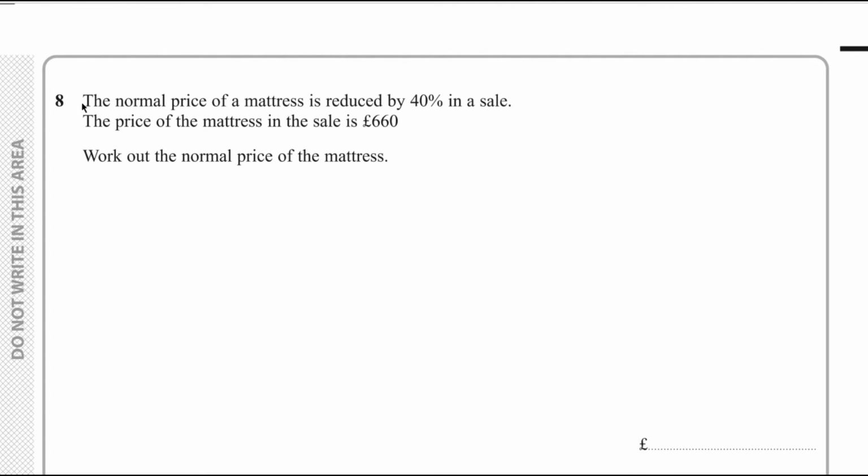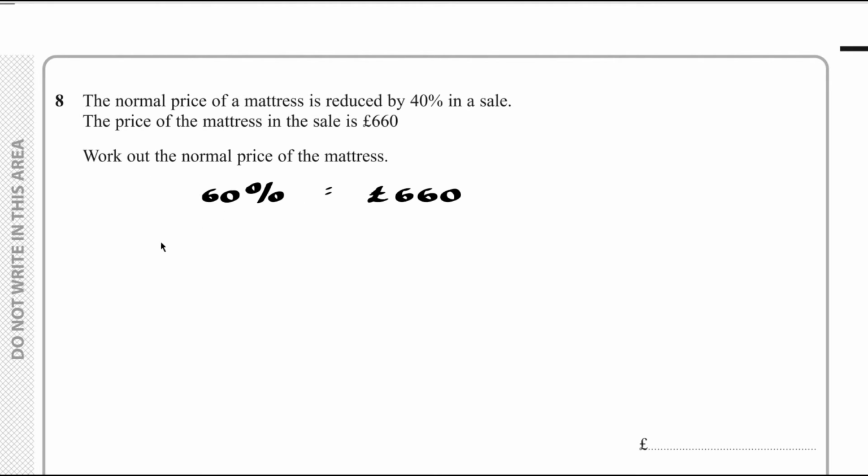Question number 8. The normal price of a mattress is reduced by 40% in a sale. The price of the mattress in the sale is £660. Work out the normal price of the mattress. If the normal price is reduced by 40%, that means 60% is remaining. And this 60% will correspond to the £660. We have to find the normal price.